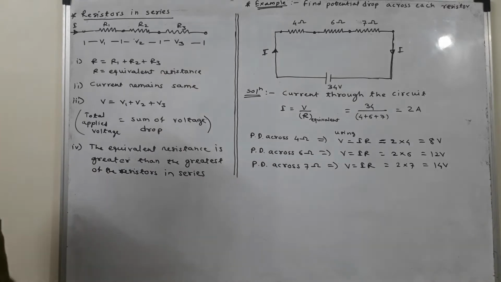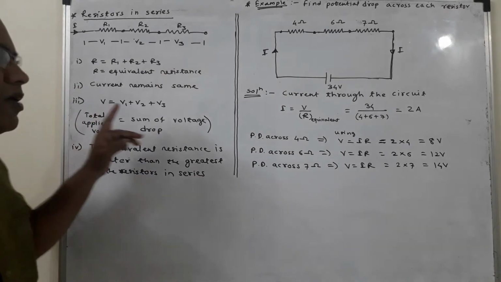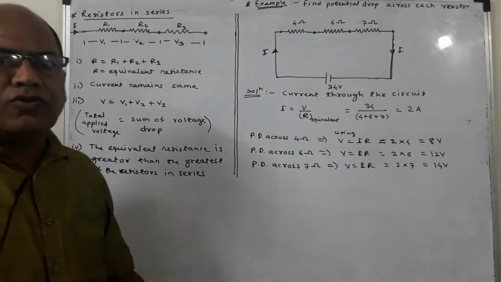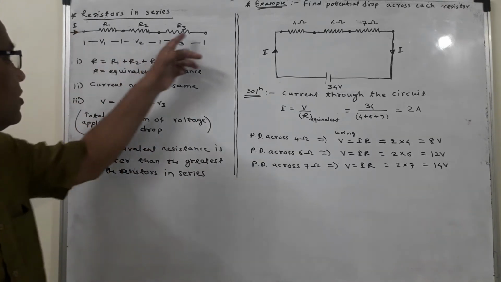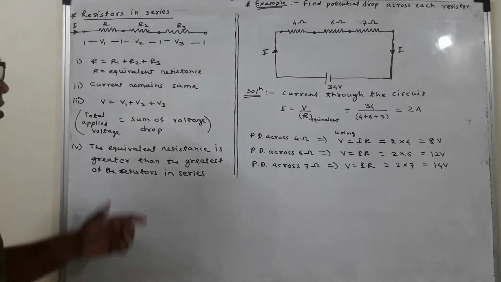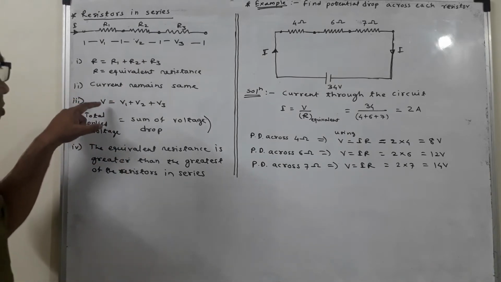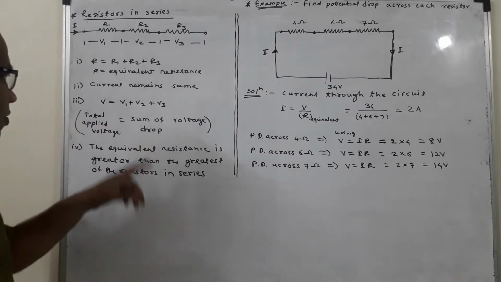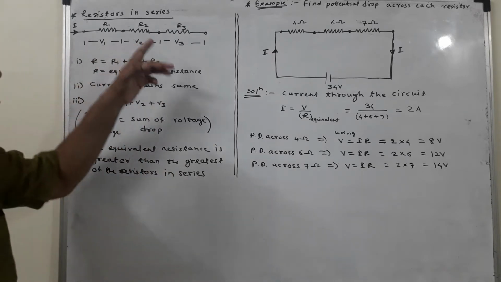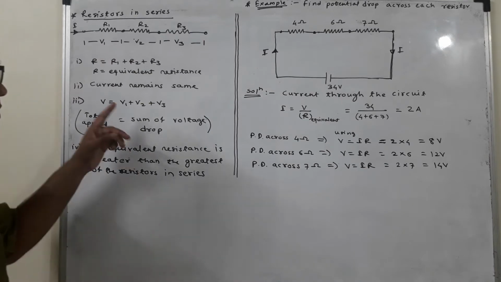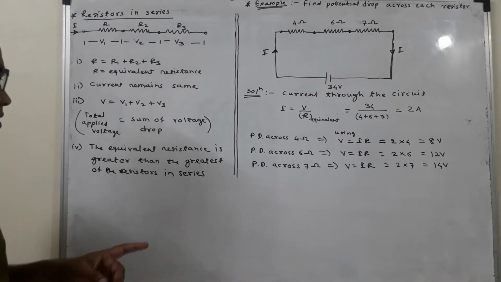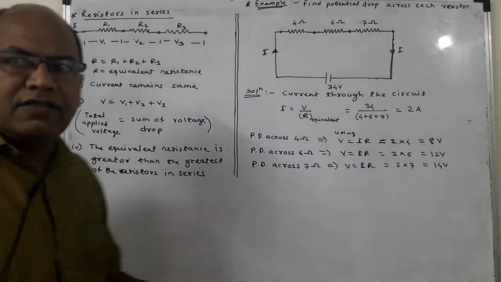The third one, total applied voltage is equal to the sum of voltage drops. So if V is the total applied voltage across this series of resistances, then the total applied voltage V is equal to the sum of the potential drops across the 3 resistances, that is V1 plus V2 plus V3. And the fourth point, the equivalent resistance is greater than the greatest of the resistors in series.